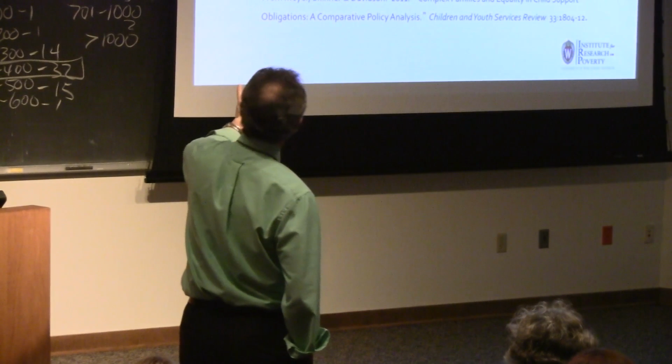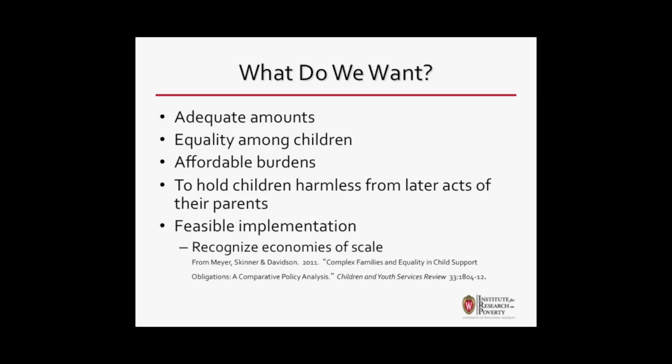The thing we haven't talked about here is adequate amounts. This is easy to do if child support orders are $15 a month, right? Then it doesn't matter. You can just keep incrementing them, and unless you have a gazillion kids, we're probably not going to run into these dilemmas, right? But then that's not any money. The other thing we didn't talk about is feasible implementation.